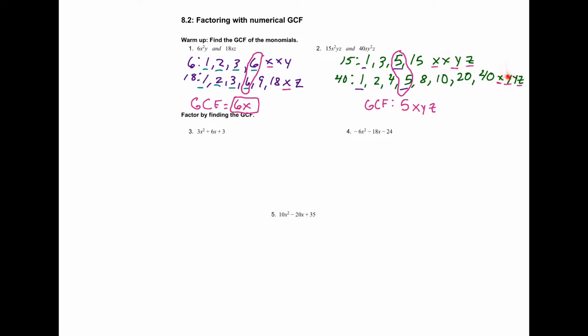I see a y and a y. And then I see a z and a z. So x, y, z is part of my greatest common factors there. There's an x in both, there's a y in both, and there's a z in both.